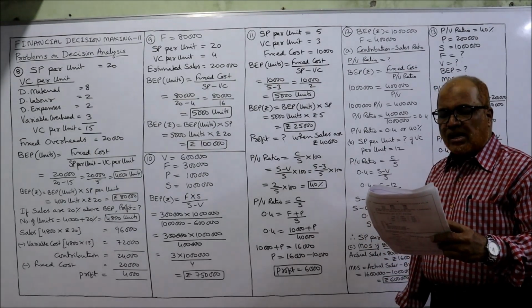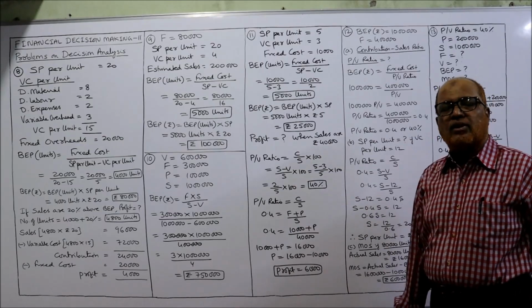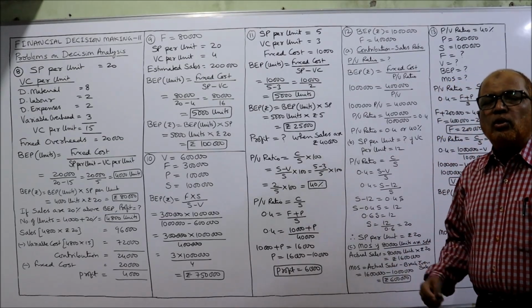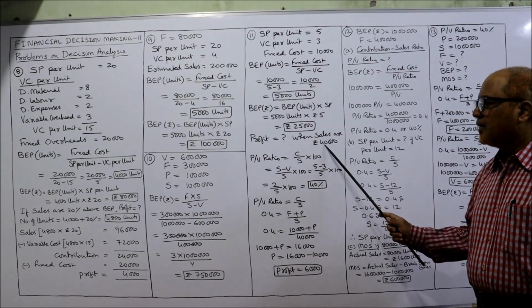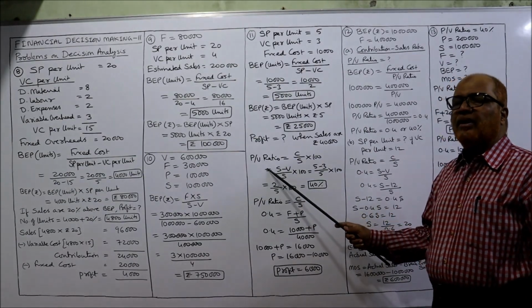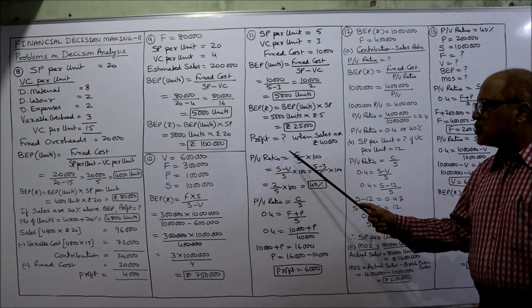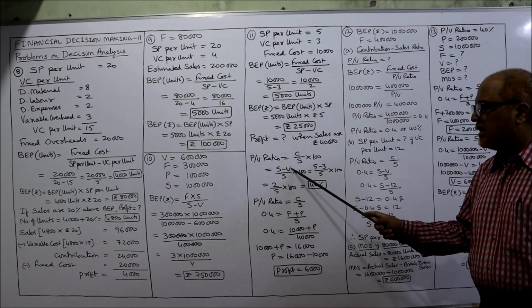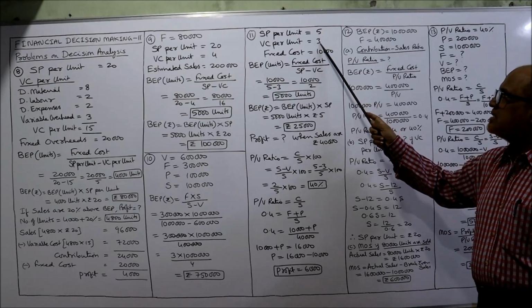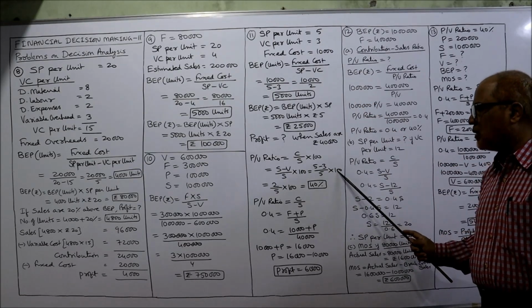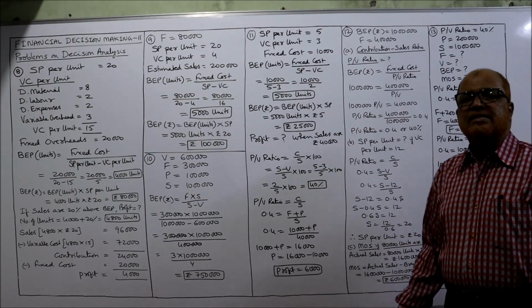Now the second question is asking you to calculate profit from sales of 40,000. How much would be the profit if the sales are 40,000? So first of all, we'll calculate PV ratio. The formula for PV ratio is C by S into 100, that is S minus V by S. So we have the selling price 5 rupees. 5 minus 3 divided by 5 into 100. We'll get 40%.